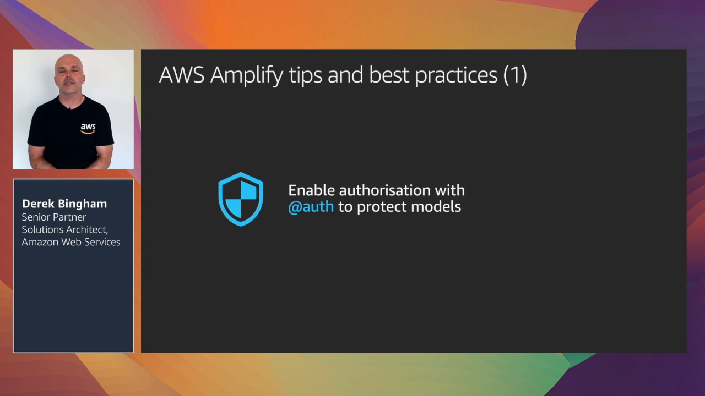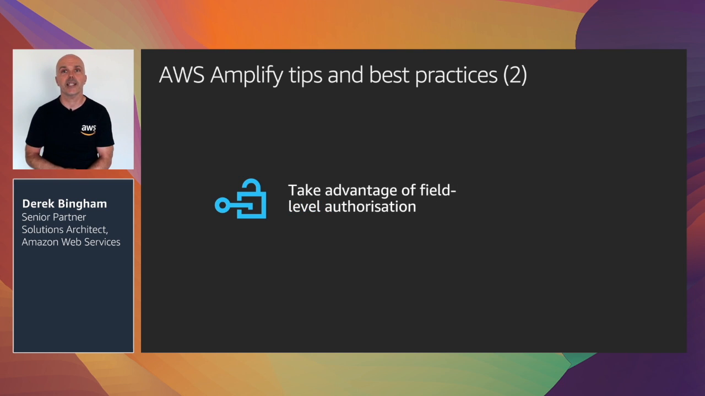So the first one is to use the @auth directive. You've seen how I used it in the example before. I used it to lock down who can access and do CRUD operations on types. But as well as using auth directive at the type level, my second tip is to use it at the field level as well. So you can really add fine-grained access control into your application easily using the auth directive.